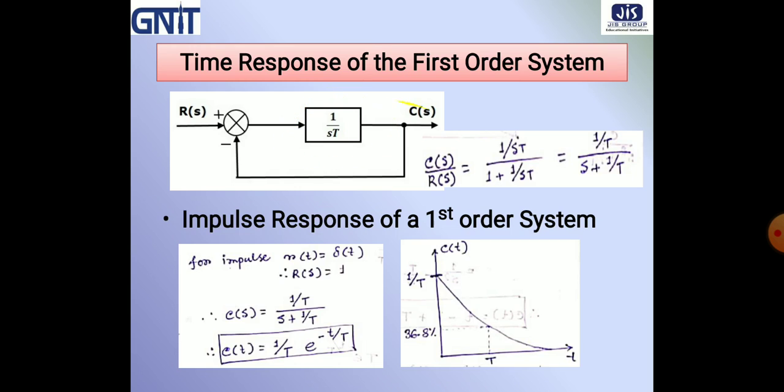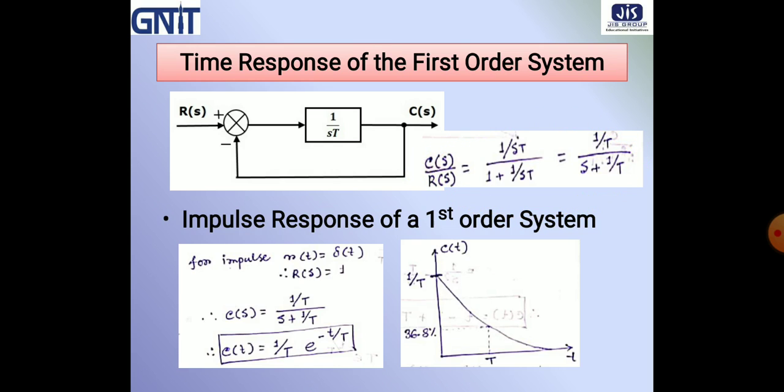Now if we apply the closed loop transfer function formula here, which is C(s)/R(s) = G(s)/(1 + G(s)H(s)), and in this particular problem G(s) = 1/(sT) and H(s) = 1, just put the values of G(s) and H(s), then we find (1/T)/(s + 1/T). So this is our closed loop transfer function.